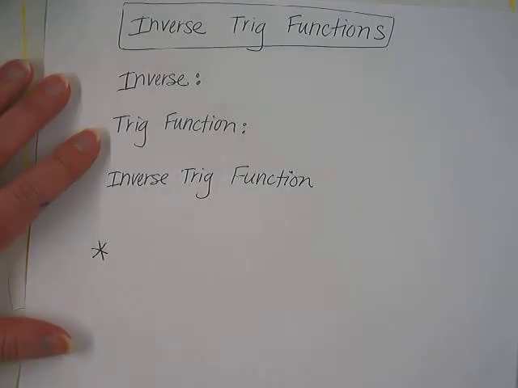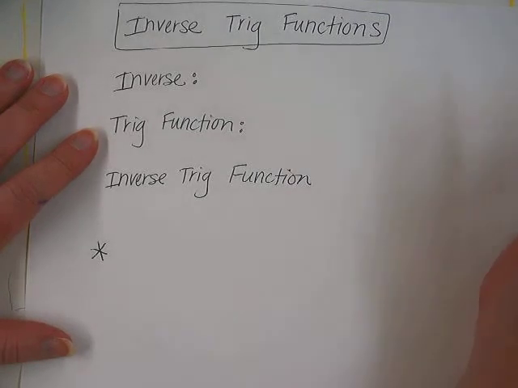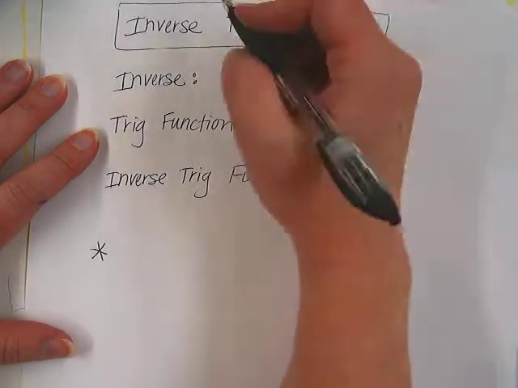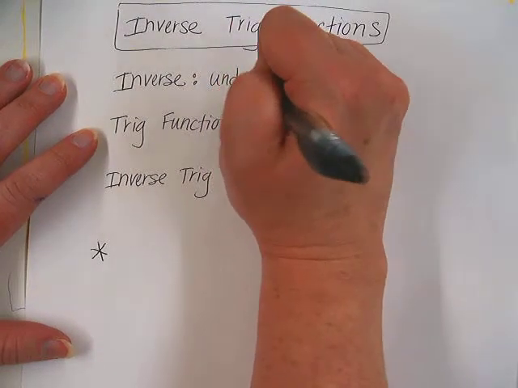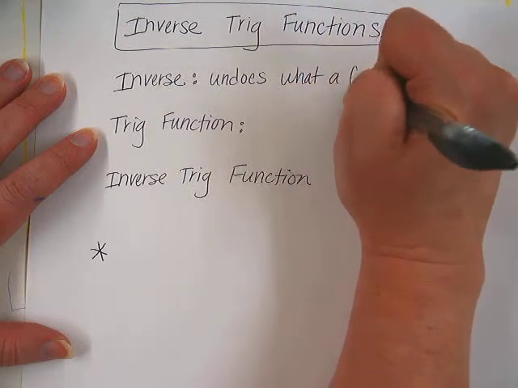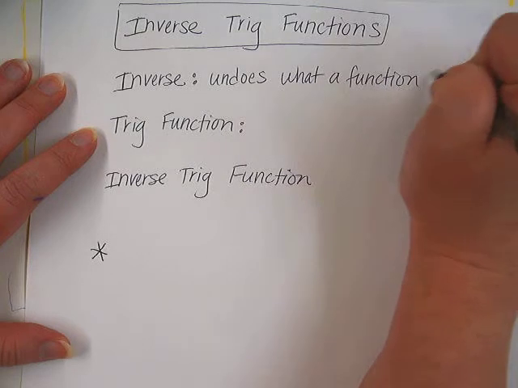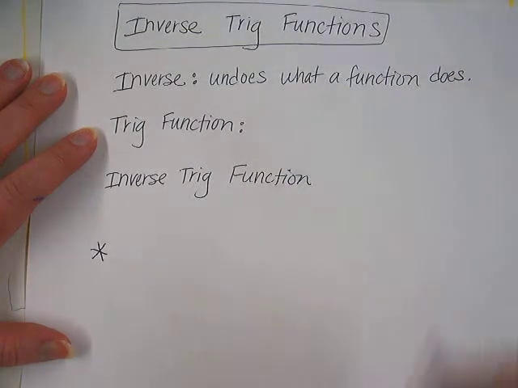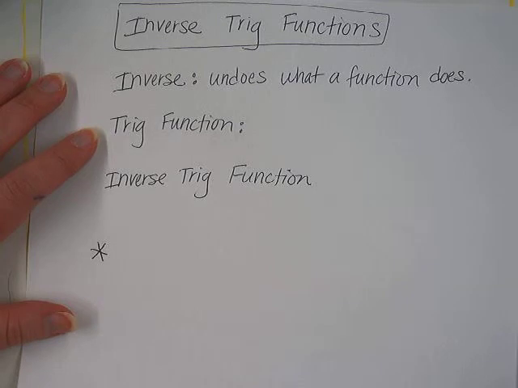Inverse trig functions requires us to remember what an inverse function is first. So an inverse function undoes what a function does. For example, we've already dealt with some inverse functions where we've learned that a square root is the inverse of a square. So a square root undoes a square. So if we have one function that squares a number, like 3 squared is 9, then we have an inverse function that takes us back to our original answer, so square root of 9, which is 3.